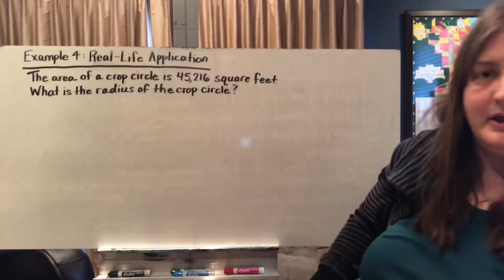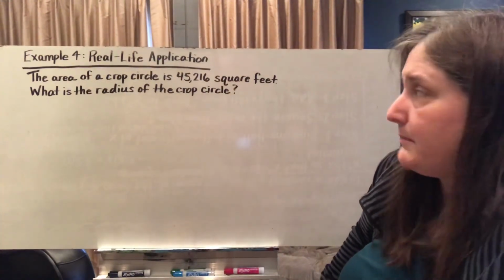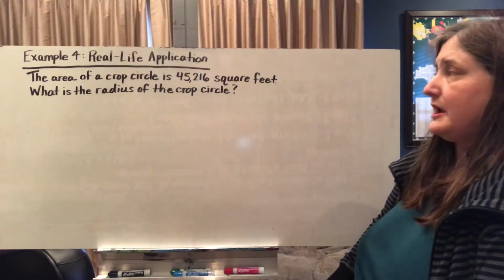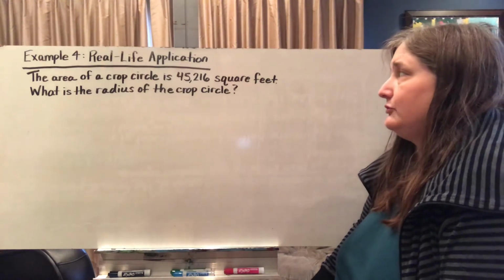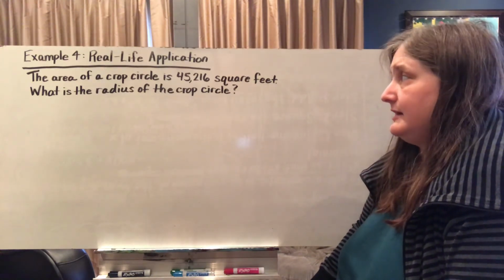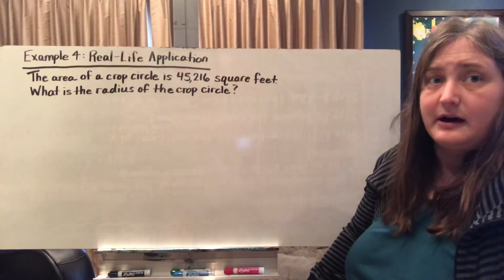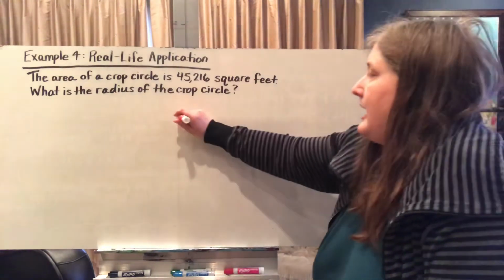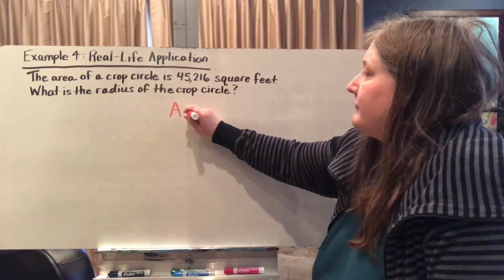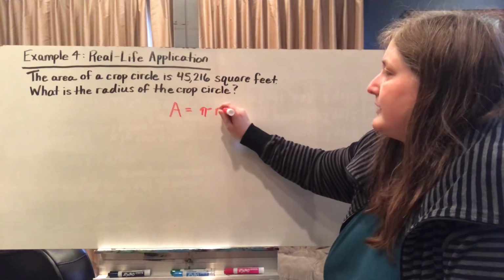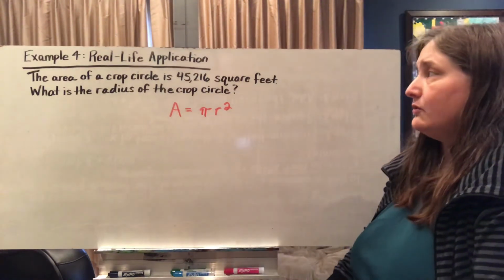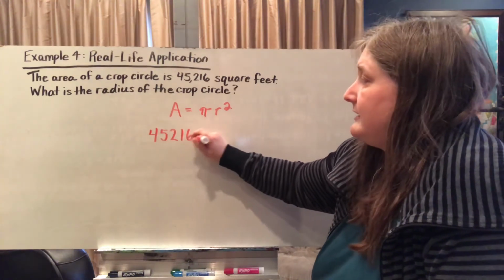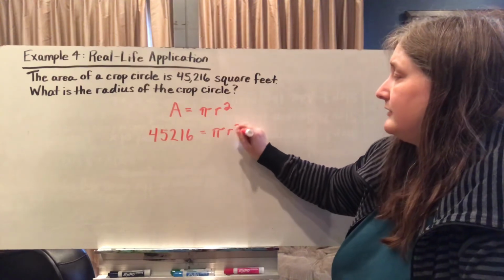All right, let's take a look at one more problem, a real life application. So let's say we have a crop circle with an area of 45,216 square feet. And they want to know, what is the radius of the crop circle? Well, it's obviously a circle because it's called a crop circle. And the formula for finding area of a circle is pi times radius squared. Now we know the area. It's being given to us. 45,216 equals pi times radius squared.